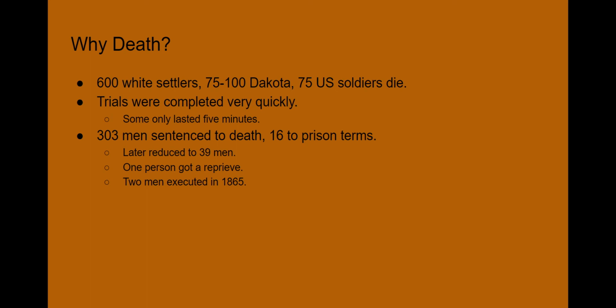There were also 16 that were handed down prison sentences, and Lincoln reduced this number to basically the men that participated in the massacres of white settlers and basically the fighting of the war in general. One man got a reprieve at the last minute and was not executed, so that brings the total to 38. And then, as previously mentioned, 2 more men were executed in 1865.